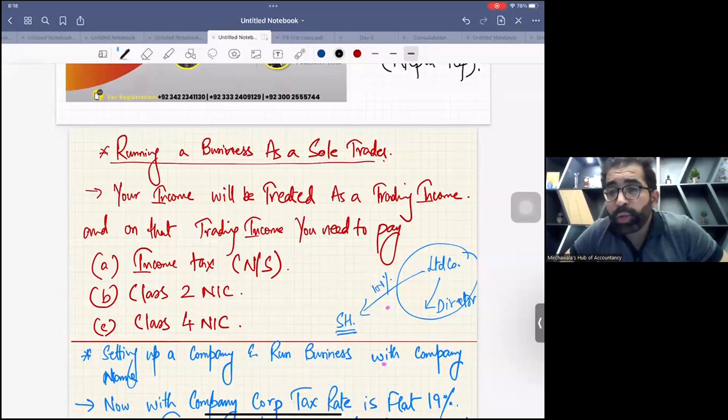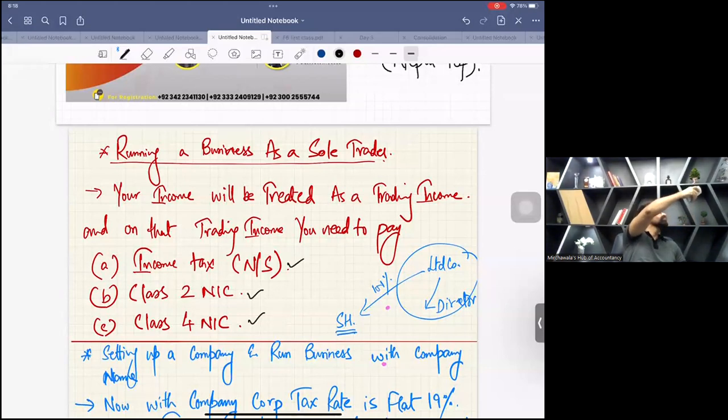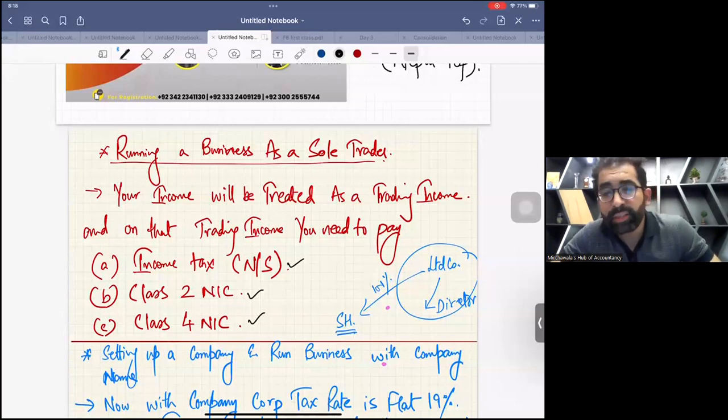Let us say you are a sole trader, an individual human, and you are running your business. So your income will be treated as trading income. Now you have to pay these three things, one, two, and three. On this trading income, you need to pay income tax, and this trading income is non-savings income, okay? And also, if you are an individual human being earning trading income, you have to pay two NICs as well. One is Class 2 NIC and the other one is Class 4 NIC, right?